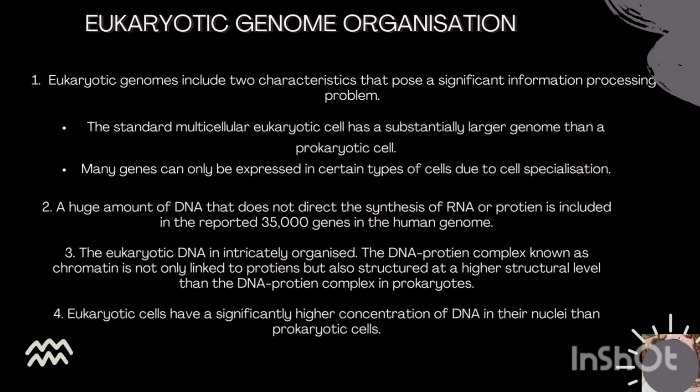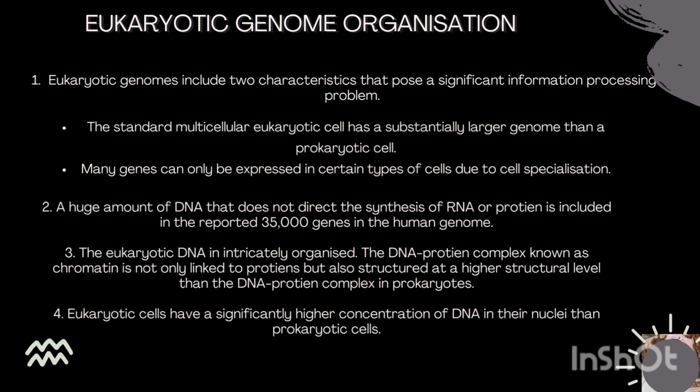Eukaryotic genome organization. Basic facts on eukaryotic nuclear genomes are as follows. The first one is, eukaryotic genomes include two characteristics that pose a significant information processing problem. The standard multicellular eukaryotic cell has a substantially larger genome than a prokaryotic cell. Many genes can only be expressed in certain types of cells due to cell specialization. Second, a huge amount of DNA that doesn't direct the synthesis of RNA or protein is included in the reported 35,000 genes in the human genome.